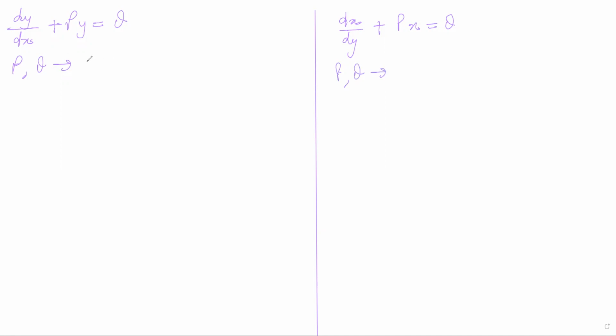Okay, so p and q can either be constants, any constant value, or they can be a function of x. Constants or functions of x, right? While if we talk about dx by dy plus px is equals to q, in this case, p and q will be constants or functions of y, right?